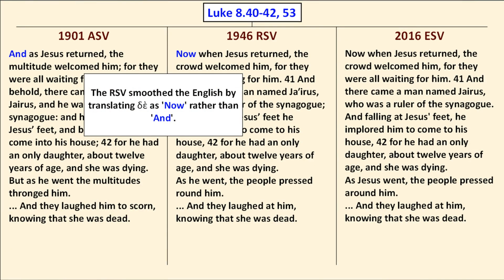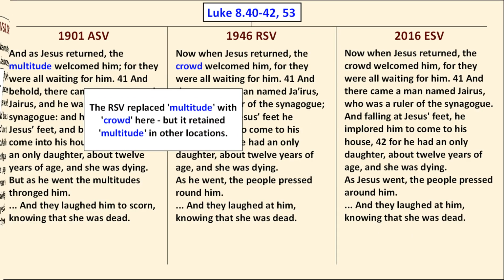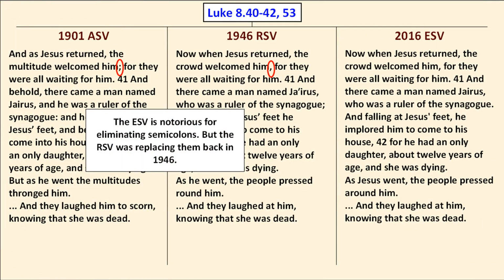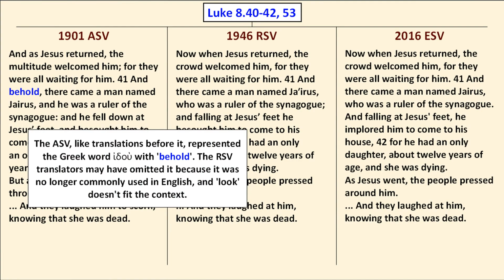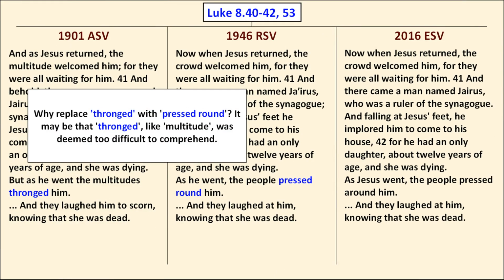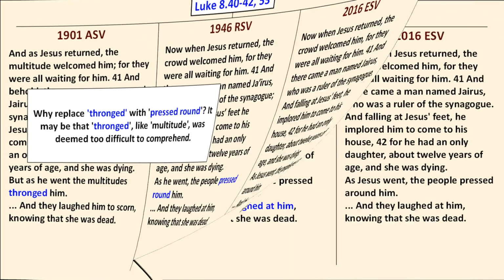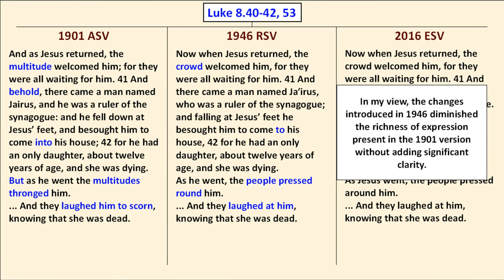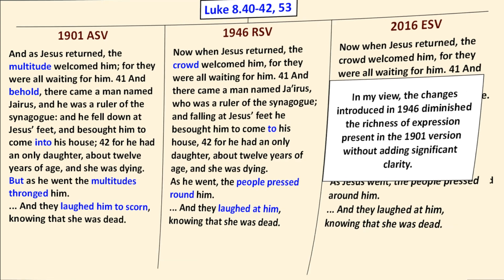Looking at the two columns to the left of the chart, we see that the RSV replaced "and" with "now," replaced "multitude" with "crowd," deleted a semicolon in favor of a comma, removed "behold," replaced "multitudes" with "people," replaced "thronged" with "pressed around," and rejected "laughed him to scorn" in favor of "laughed at him." I'm not sure why. I still hear the expression "laugh to scorn." Frankly, I don't think the changes introduced in 1946 were real improvements, but I'm a dinosaur.